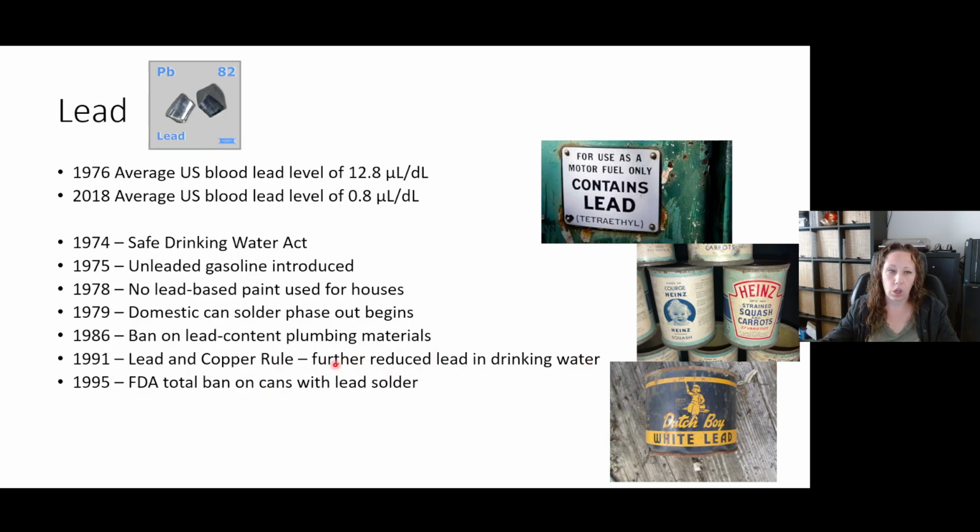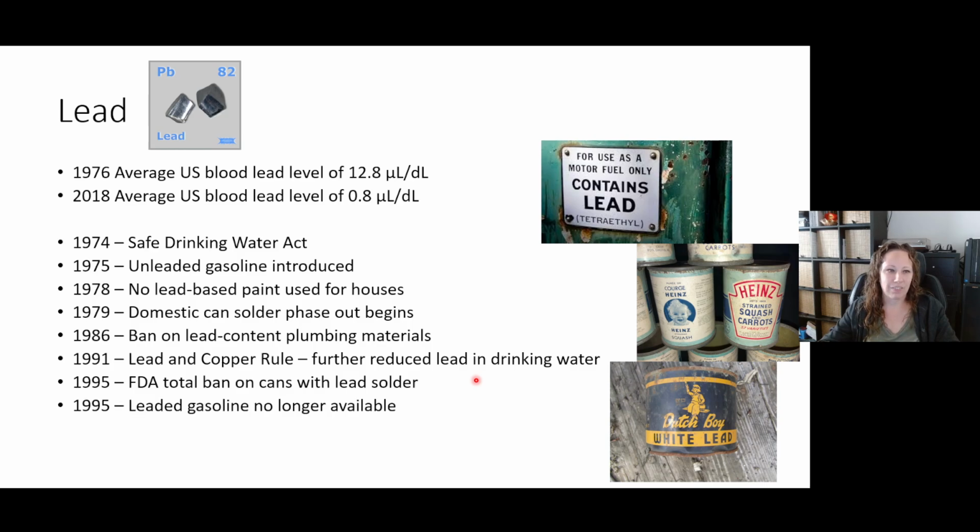1995, it took this long until finally there was a total ban on cans that had lead solder. So it started phasing it out in 1979, 1995, total ban. What probably happened here is high acid foods were phased out first because acidity and the lead interacting would cause more of it to leach out. But by 1995, it was completely banned.